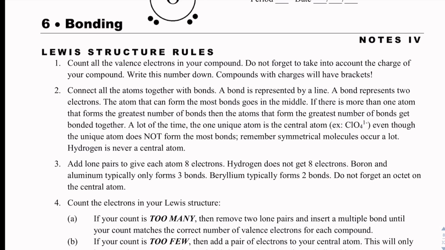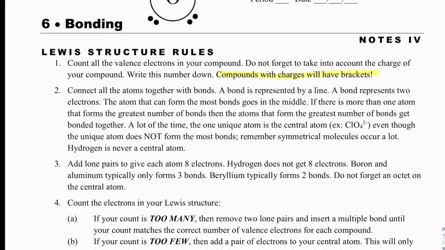You need to have your periodic table handy because your periodic table will tell you your valence electrons. So rule number 1 when drawing Lewis structures is that we will count all the valence electrons in your compound. Do not forget to take into account the charge of your compound, and we will write this number down. This doesn't seem important yet, but it will be. Compounds with charges will be drawn in brackets.